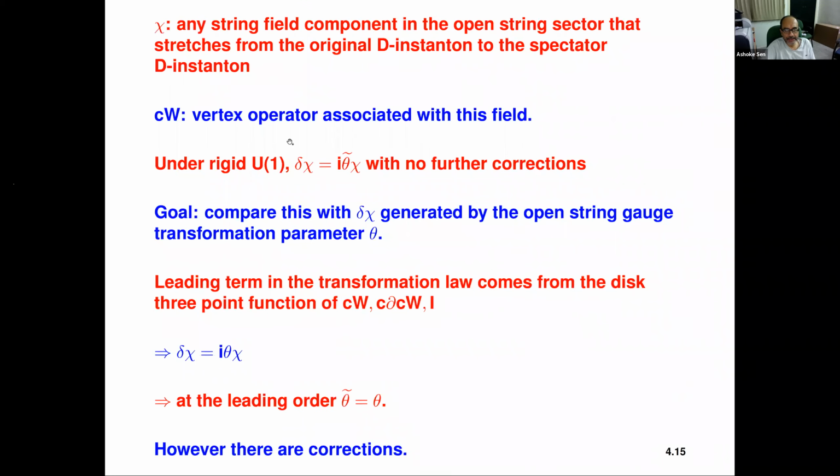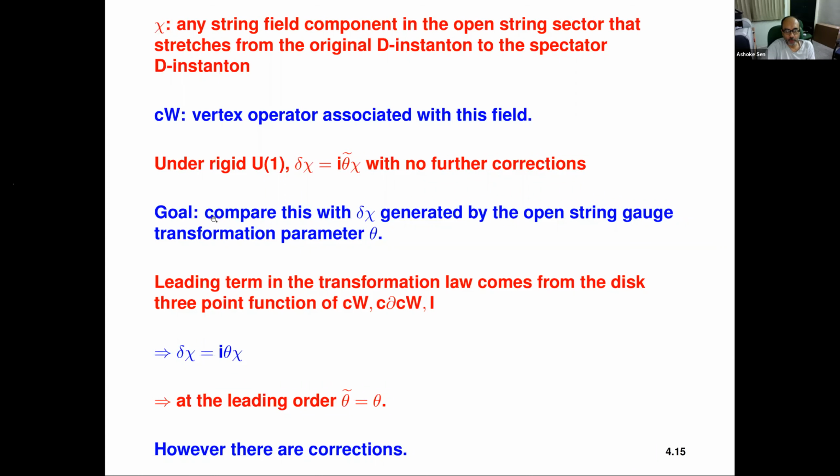So under rigid U1, the transformation is fixed, right? Because this is an infinitesimal transformation, chi goes to e to the i theta tilde times chi. So the infinitesimal version is delta chi equals i theta tilde chi, and there are no further corrections. All open strings just pick up a simple phase e to the i theta tilde.